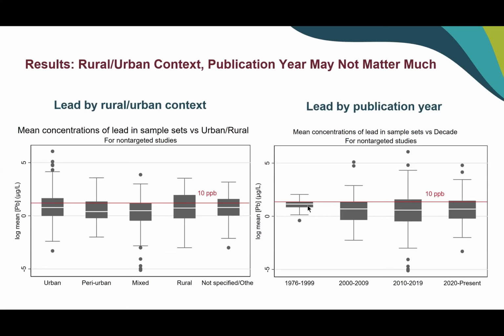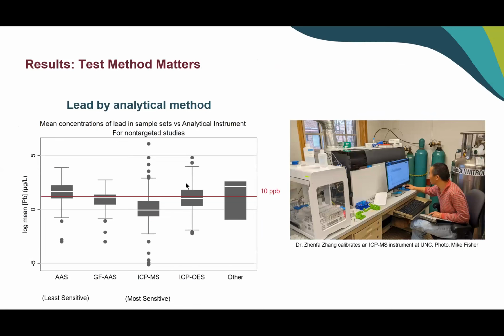When we look at the decade in which the study is published, we don't see very strong secular trends or effects that, oh, well, it's just the older studies or just the newer studies. We see across decades, again, a substantive proportion of observations exceeding that 10 part per billion WHO guideline value. Finally, as I mentioned, when we look at analytical methods, we do see that studies using the most sensitive analytical method, ICP-MS, are associated with fewer observations exceeding that 10 part per billion guideline value.